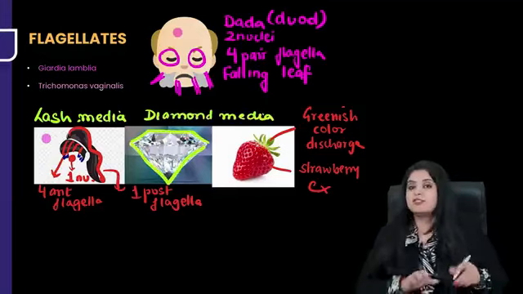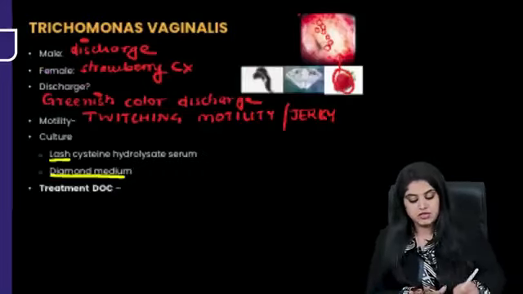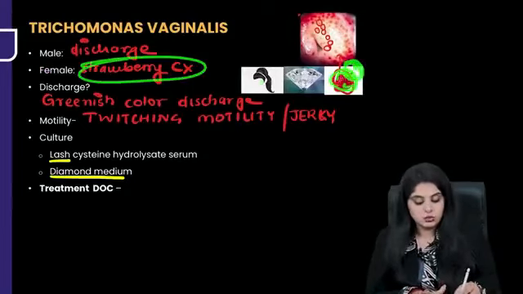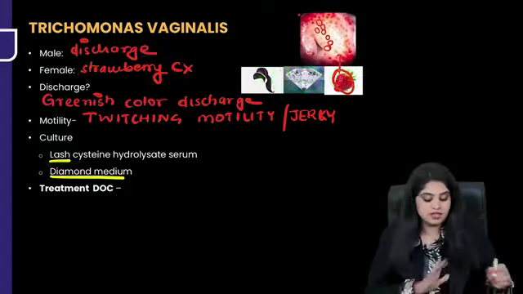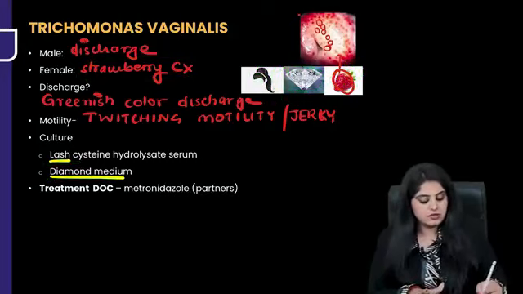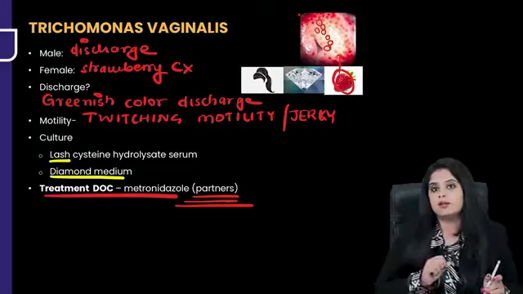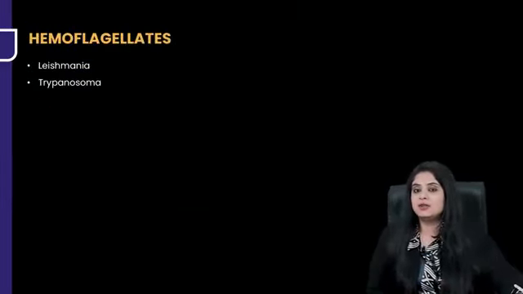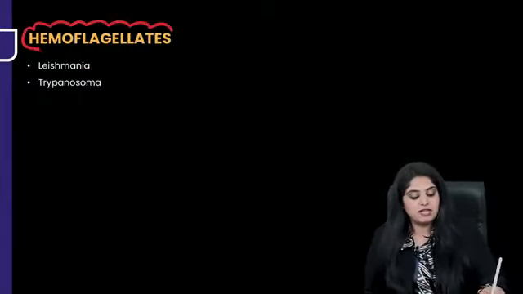That is your entire story of a fashionable auntie, which covers everything that you studied over here, from the strawberry cervix to the greenish discharge to the eyelashes wala lash media, diamond wala diamond media, her 4 anterior flagella, 1 posterior flagella. Everything is done. What is the treatment? Again metronidazole, but it's a male female STD. Treat both the partners. I hope these stories are okay for you. The angry old man, Dadaji of the duodenum, and now we have the fashionable auntie, because now we are going to switch the family and go on to the next.